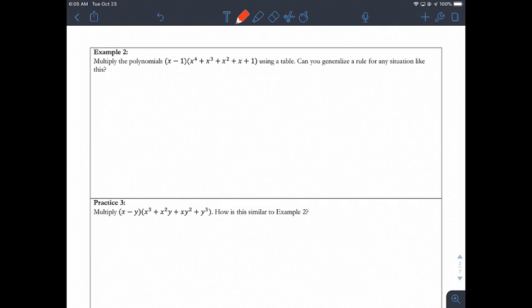All right, now we're going to work example 2. Example 2 asks us to multiply the polynomials x minus 1 times x to the fourth plus x cubed plus x squared plus x plus 1 using a table. Then it asks us to generalize a rule for any situation like this. So this is pretty simple. We've got a binomial multiplied by a 5-term polynomial.